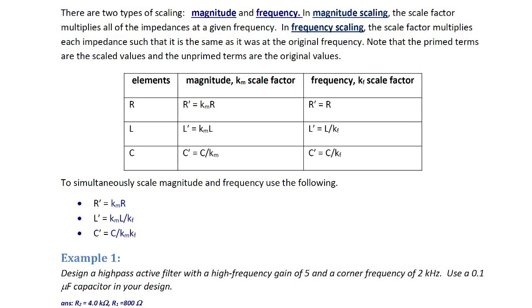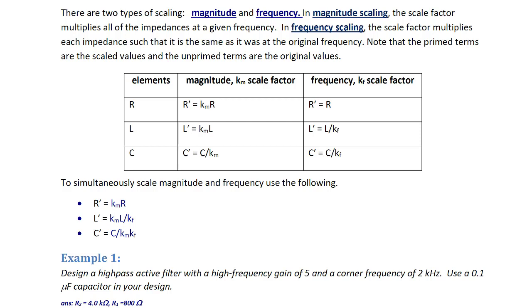The following table summarizes how you scale resistors, inductors, and capacitors. When it's magnitude scaling, the scale factor is Km, and a prime resistor is Km R, a prime inductor is Km L, and a prime capacitor is C over Km.